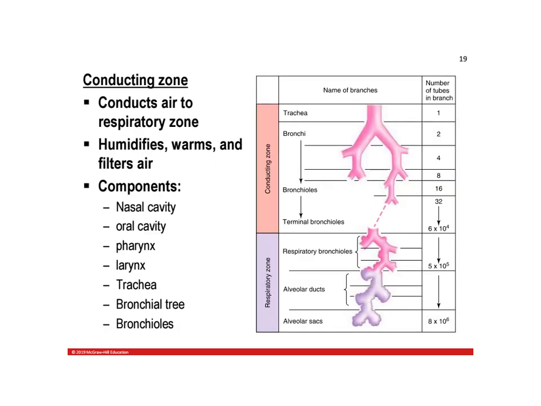The respiratory system has two zones, the conducting zone and the respiratory zone. The function of the conducting zone is to conduct air to the respiratory zone. It also functions to humidify, warm, and filter air. The components of the conducting zone are the nasal cavity, the oral cavity, the common tube that the nasal cavity and oral cavity converge upon, which is called the pharynx. After that, the larynx, the trachea, the major bronchi, and the other elements of the bronchial tree, ending with the terminal bronchioles.